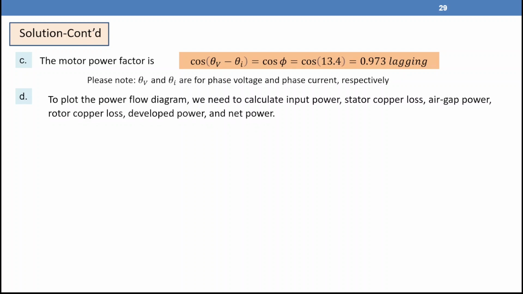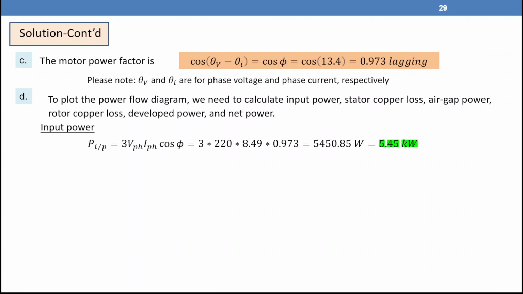To plot the power flow diagram, we need to calculate input power, stator copper loss, air gap power, rotor copper loss, developed power, and net power. We are going to start one by one. The input power equals 3 V phase I phase cosine phi. I advise you now to open the power flow diagram on a back screen and look for the formulas we are going to use. I'm going to use the formulas directly now.